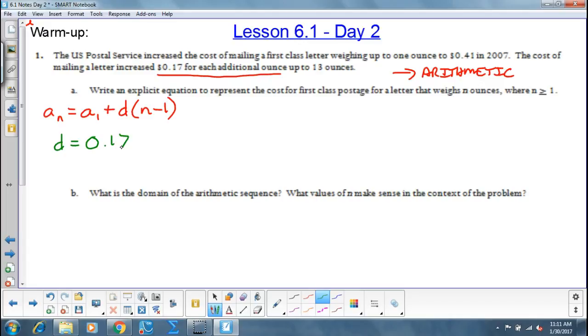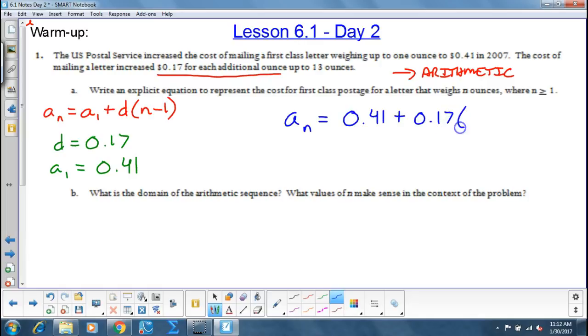What is A sub 1 then? 41 cents. Because it said it increased the cost of laying to up to 1 ounce to 41 cents. So A sub 1 then is that. So my formula then is A sub n equals 0.41 plus 0.17 times n minus 1.